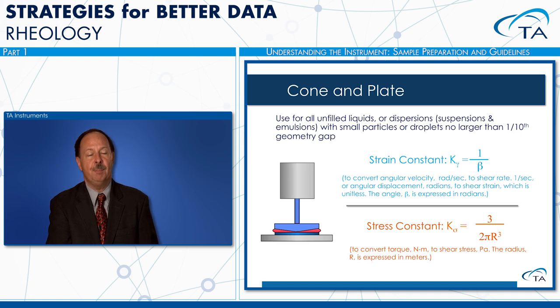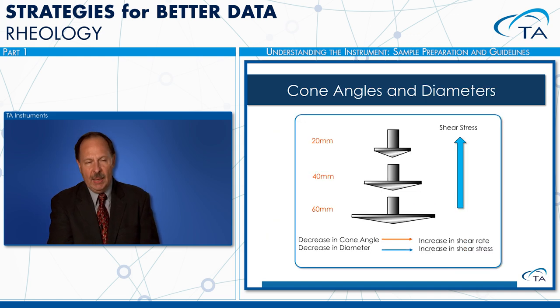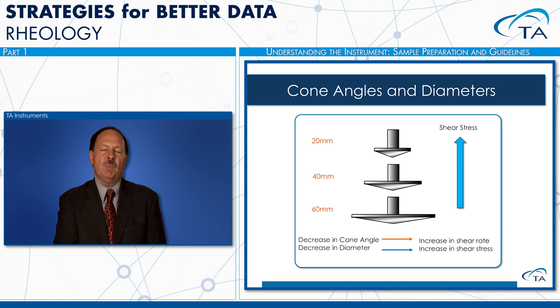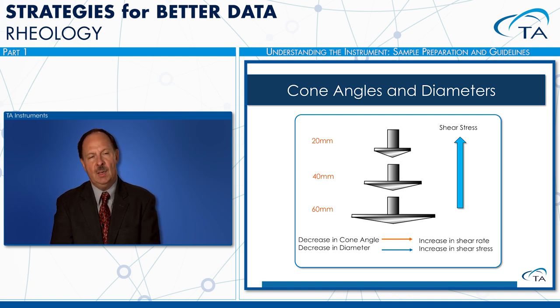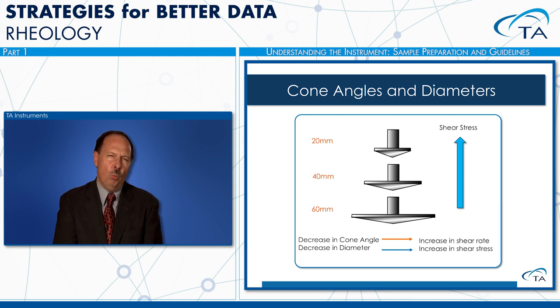We make a number of geometries of different diameters and different angles depending on the type of material that you want to work with. And if we were to take a worldwide survey of people, especially with our DHR rheometers, and they say, I use the cone geometry for my testing, the most common would be the 40 millimeter, 2 degrees.